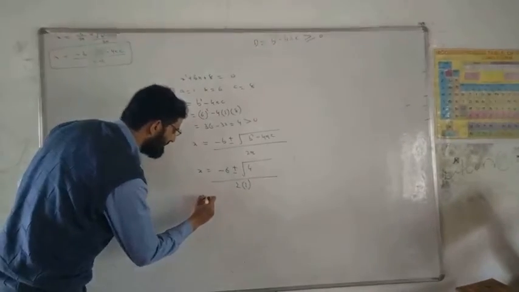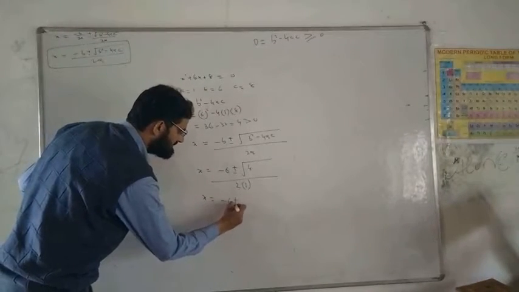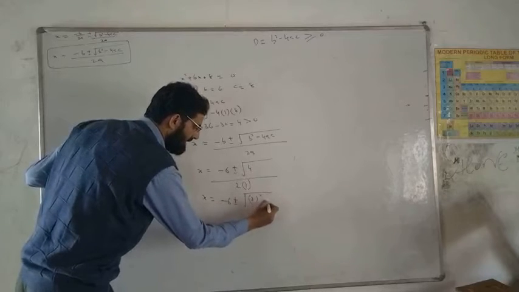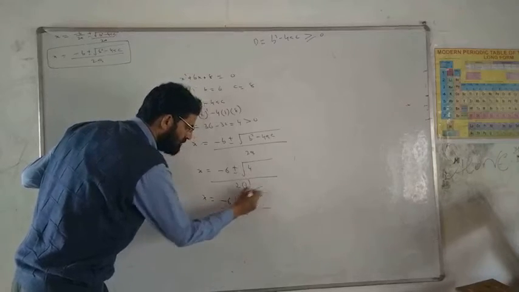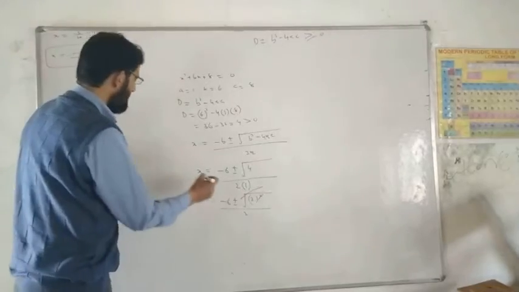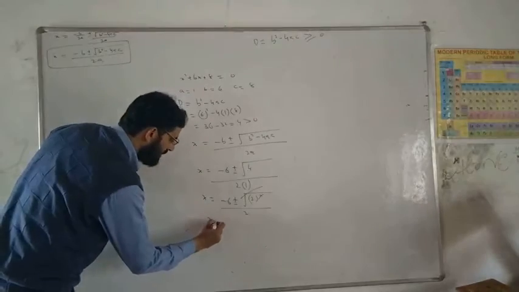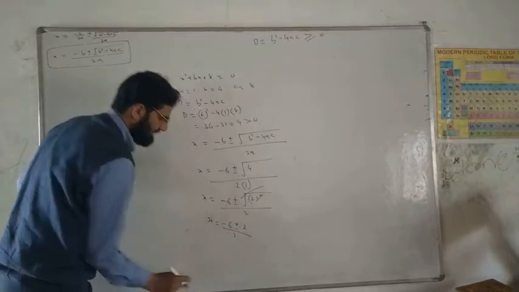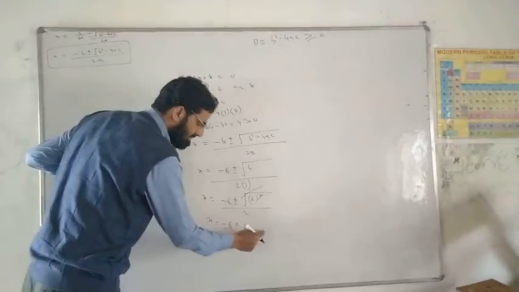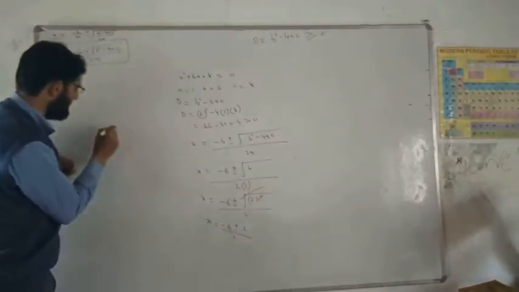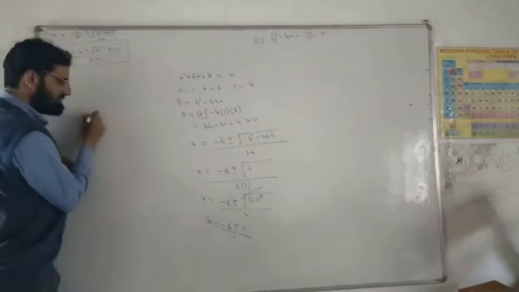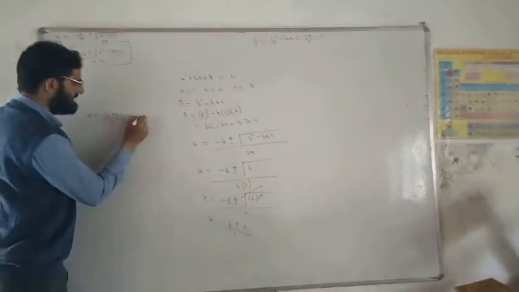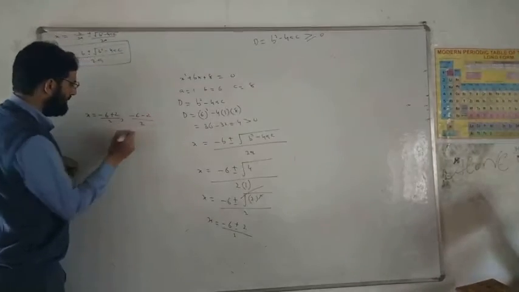So x is equal to minus 6 plus minus, here we see 4 is a perfect square, that is 2 square, and the root will go. And we are left with x is equal to minus 6 plus minus 2 divided by 2. First of all, you will give plus and then minus, so x is equal to minus 6 plus 2 divided by 2 and minus 6 minus 2 divided by 2.